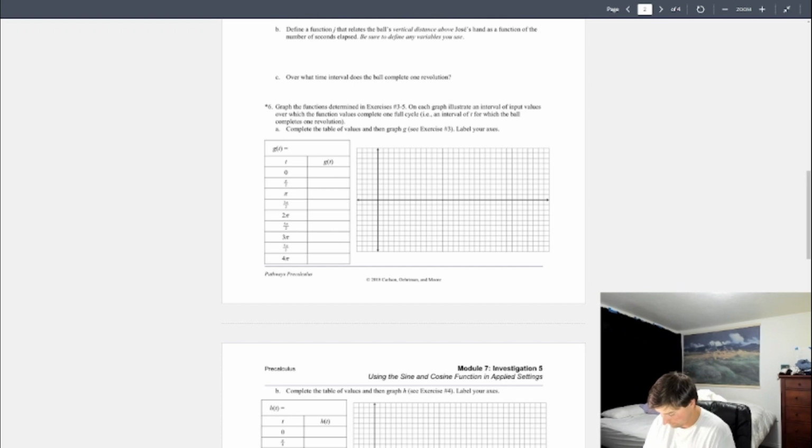At pi, it's at 0. Sine of pi, 0. This is a fast graph. This is only 1 per... Oh, 6.2. Okay, at 3 pi over 2, it's negative 1, so negative 2.3. At 2 pi, it's back at 0. I think this graph is crazy.